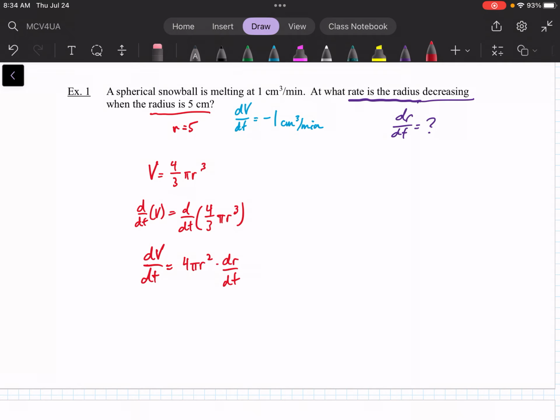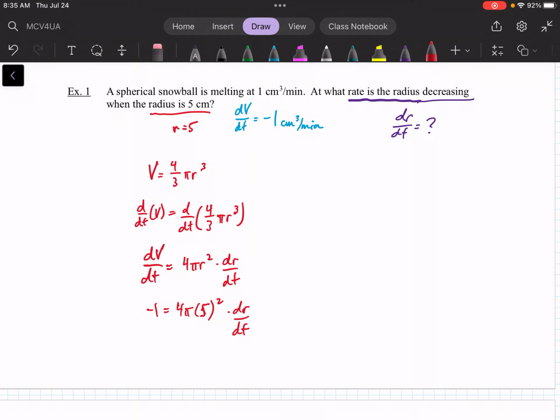Again, we have to use implicit differentiation here. If you don't use implicit differentiation, it may not work. Then we substitute our values in at this point. dV/dt we know is -1. The value is 4 pi, and the radius at this time is 5, so put 5 in there, squared. And we're looking for dr/dt. That's the only thing that we don't have.